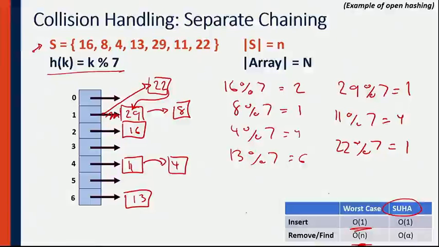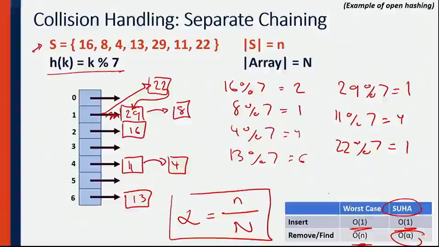If we have the simple uniform hashing assumption to be true, we know that the insert time is still O of 1. We can always insert at the front of the linked list. But the remove and find, we're going to express in a new variable, a variable that I'm going to call alpha. This alpha is going to be the load factor of the table. So the load factor alpha is going to be defined as the number of elements inside of the table divided by the size of the table itself. So little n divided by big N. This term determines how full the table is.